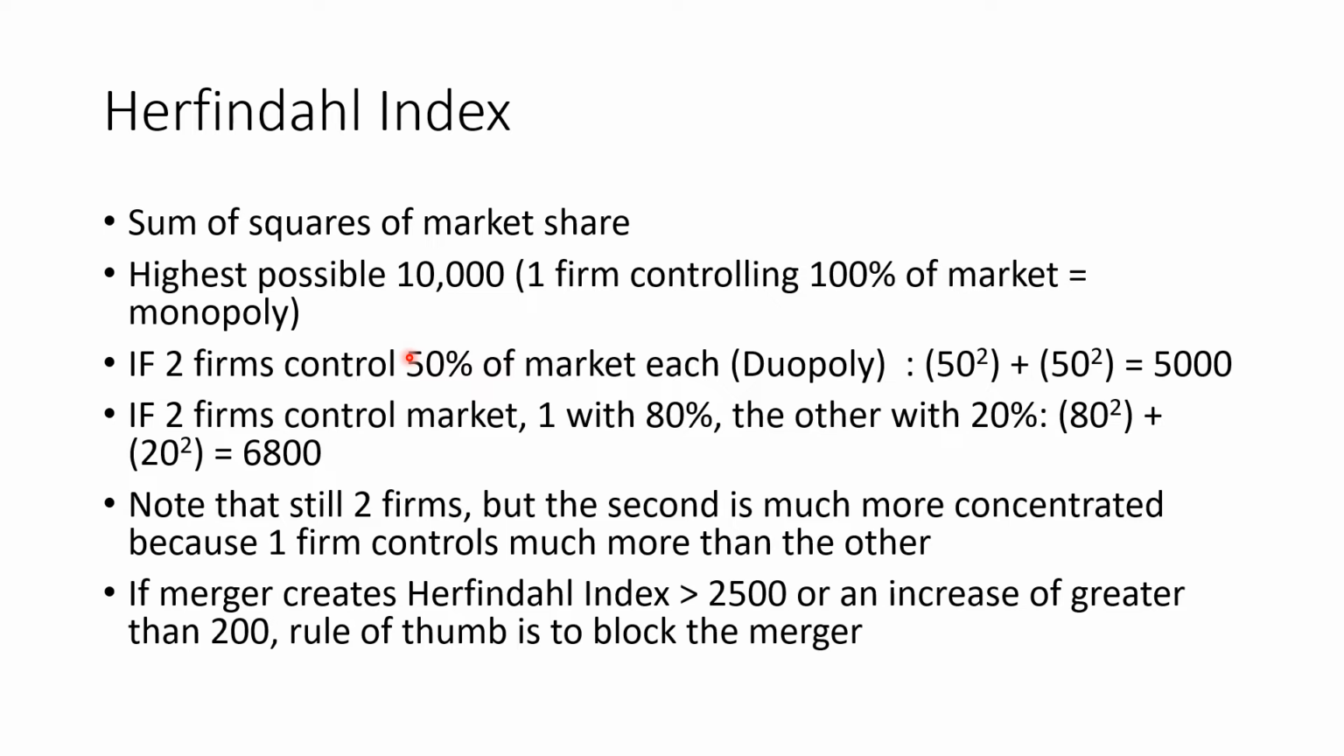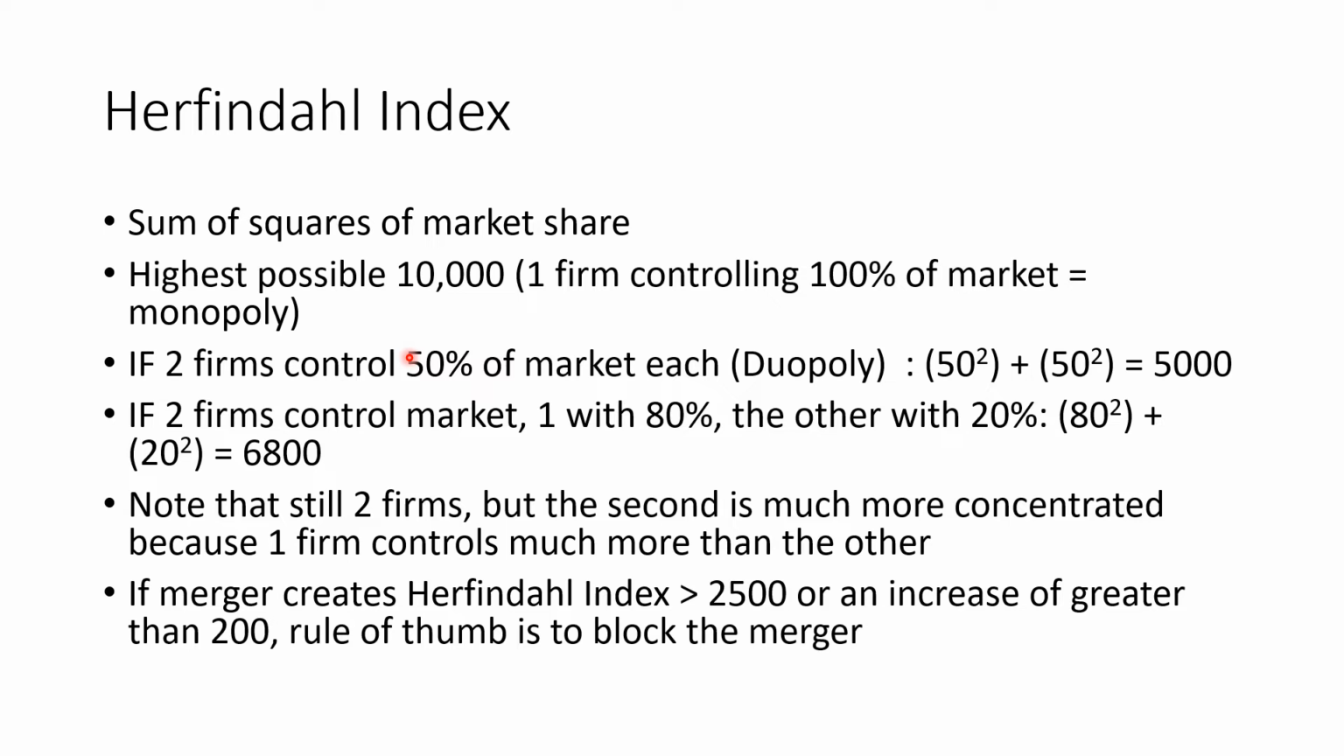If you had a really competitive market, let's say a farmer's market somewhere, where you have 100 producers, each of which have 1% of the market, well, the sum of squares, you would take 1 squared plus 1 squared for all 100 guys, and you'd end up with a Herfindahl index of 100.